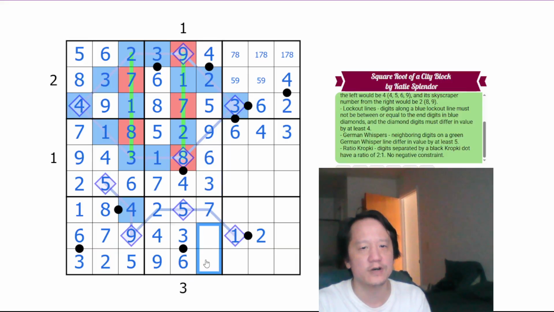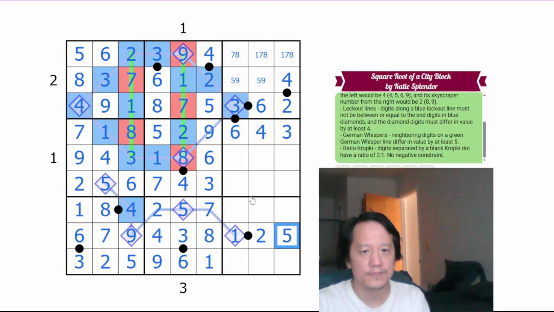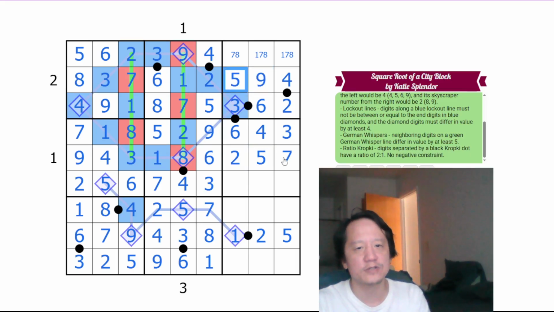Remaining digits of column 8 then are 1 and 8. 1 can't be here because of 1 in the row, so that's 8 and 1. That leaves the remaining digit in row 8 as a 5. Remaining digits of row 5, we have 2, 5, and 7. 2 cannot be either of these spots. This can't be 2 or 5, so that's 7. This can't be 2 or 7 because of 2 in the column, 7 in the row, so that's 5, which makes that 2. 5 eliminates 5 here, so it's 9 and 5.